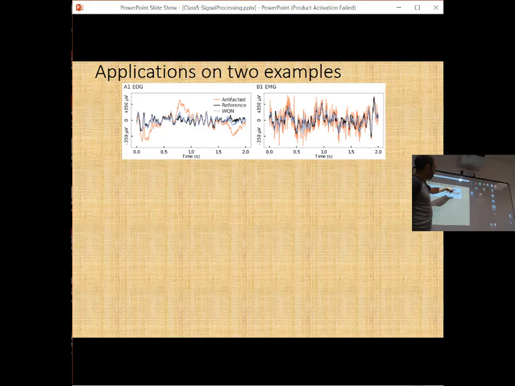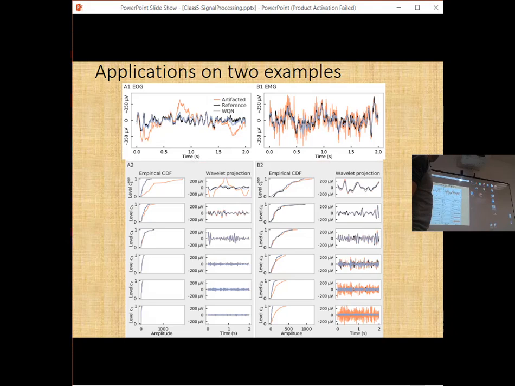You can compare in the case of ocular signal versus the myogram. You see, myogram is much higher in frequency, the type of artifact that you have. So you see that they're going to perform nicely. You can recover the black from the blue, it's close to the black.